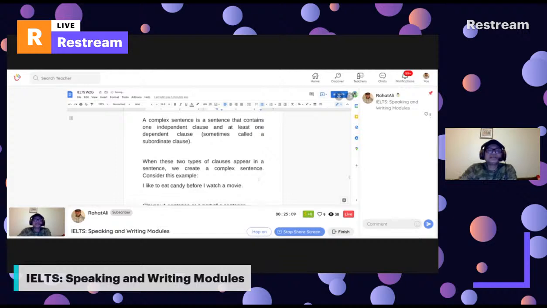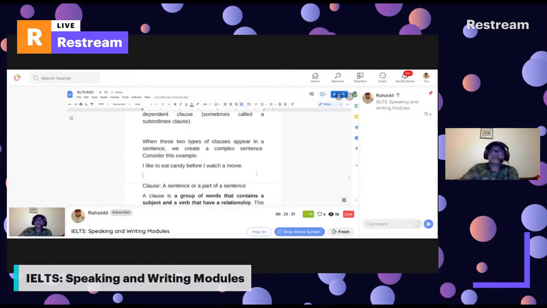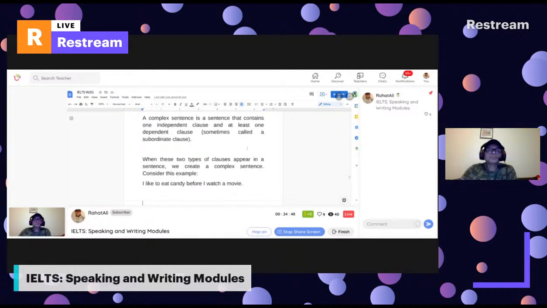Consider this example: I like to eat candy before I watch a movie. So what is a clause that we need to understand? This example explains that I like to eat candy is an independent clause. Before I watch a movie, I watch a movie is related to the eating candy. So once again, I like to eat candy before I watch a movie.